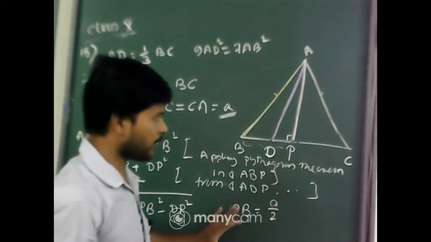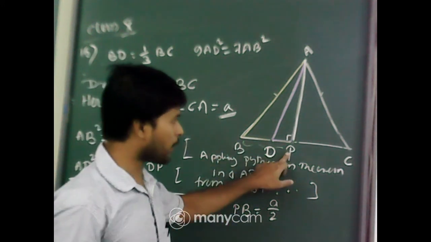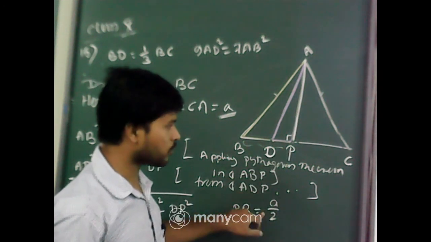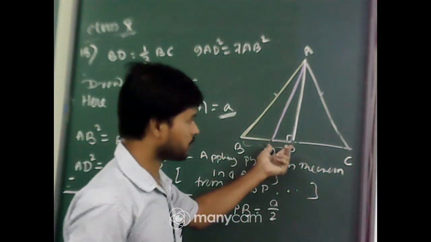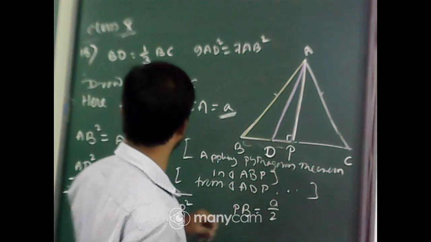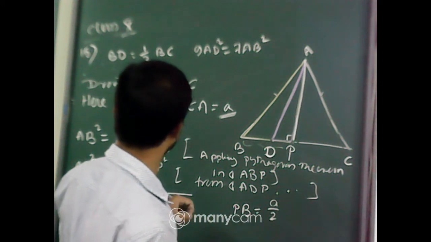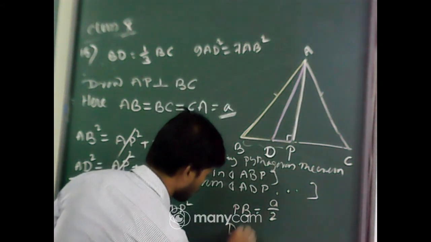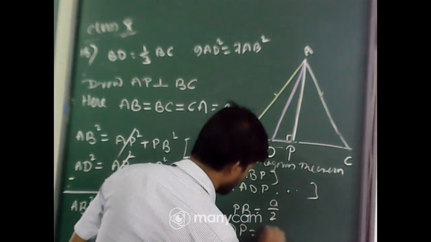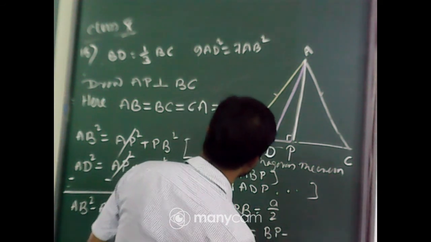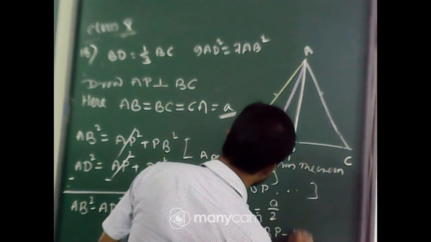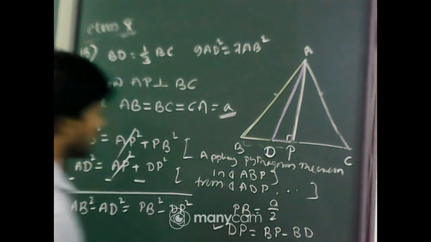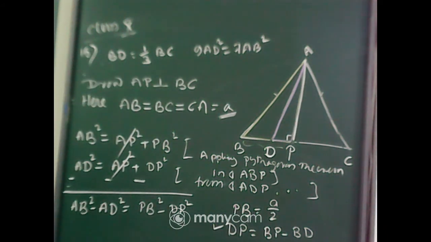Actually the main trick is here. So PB equal to A by 2. I hope you don't have any problem writing PB equal to A by 2. And we'll calculate DP. Now look, we can write DP is equal to BP minus BD.